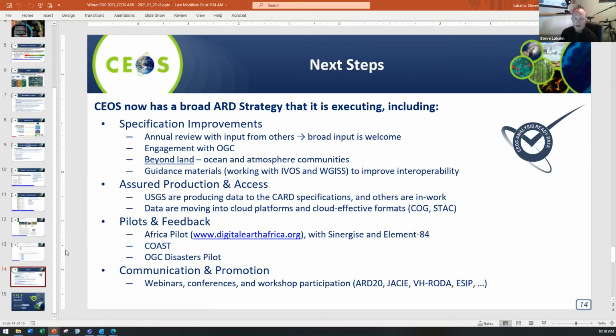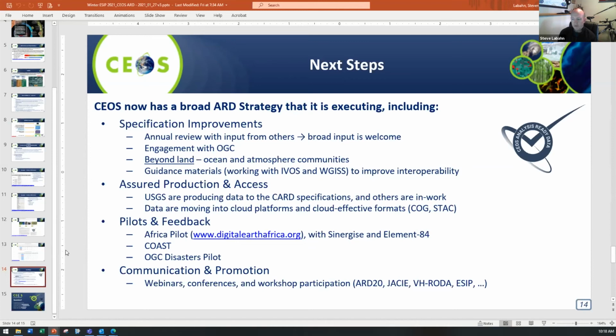And then we're trying to provide and develop some guidance materials for those wishing to improve their level of interoperability, including going after things like standard metadata specifications, maybe some standard formatting or packaging specifications with other groups within CEOS as well. We're working with all sorts of data providers on trying to assure production and access, as I mentioned earlier, and also with enabling cloud platforms and cloud effective formats such as COG and STAC. We've got several pilots that we're undertaking, including one in Africa called Digital Earth.